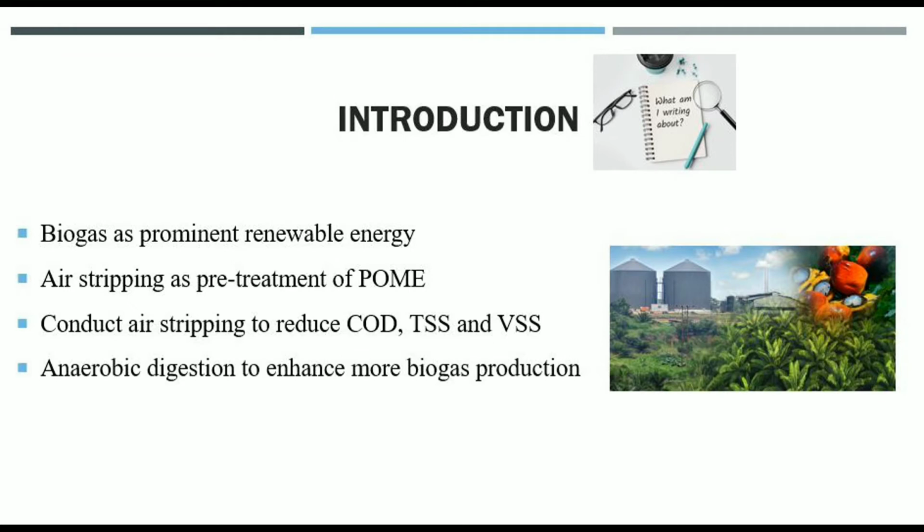For this project, air stripping had been chosen as the pre-treatment to treat the raw POME to increase the production of biogas during the anaerobic digestion process and also to reduce chemical oxygen demand (COD), total suspended solids (TSS), and volatile suspended solids (VSS). Biogas consists mostly of methane and carbon dioxide that has been produced using anaerobic digestion of POME. The process of biogas production involves the indigenous microbial community through hydrolysis, acidogenesis, acetogenesis, and methanogenesis.